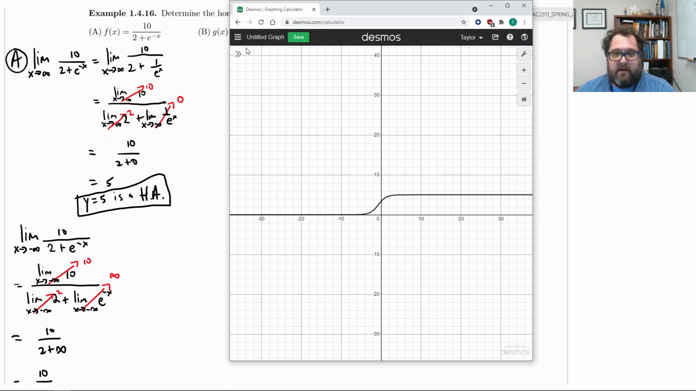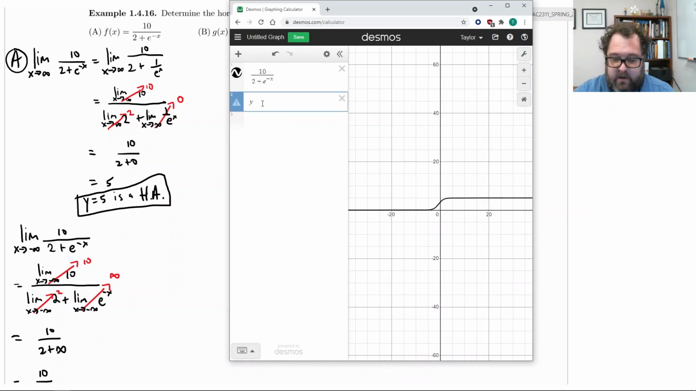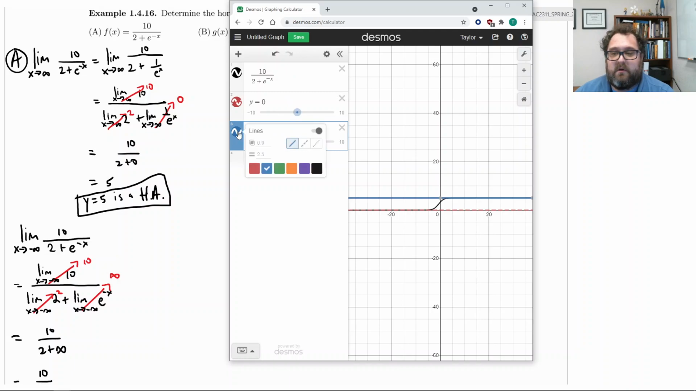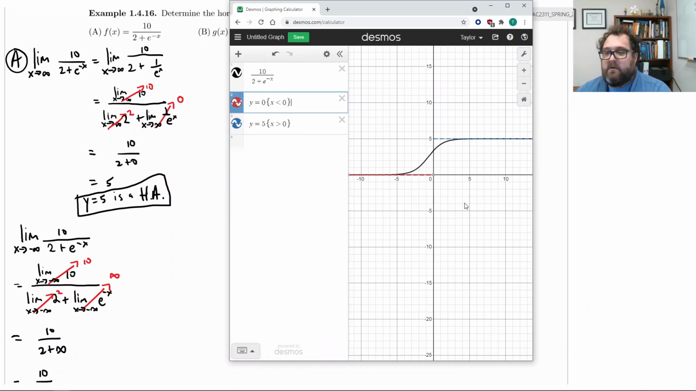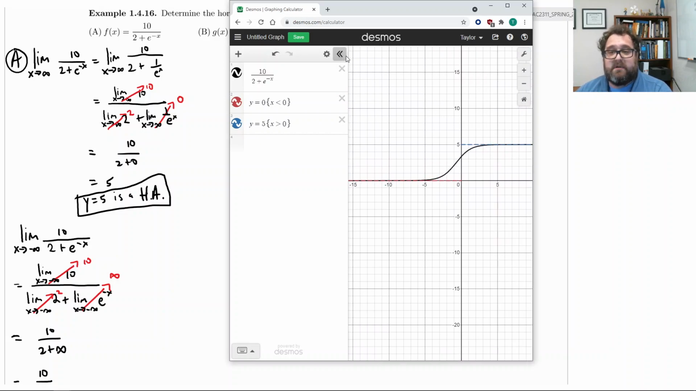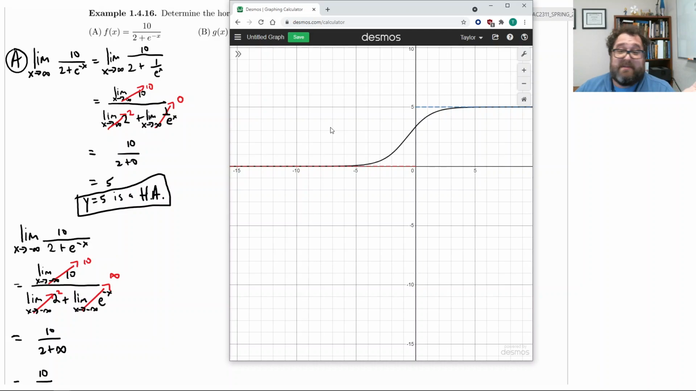And if you want to, I'll put the horizontal asymptotes in. So we have y equals 0 as a horizontal asymptote, and we have y equals 5 as a horizontal asymptote. And what I'll do here is say this one only is true for, let's say, x greater than 0, and the other one's only true for x less than 0. Okay, so there we have it. Two horizontal asymptotes. Sometimes you have two separate horizontal asymptotes, sometimes you have one, sometimes you have none. With polynomials, you have none.